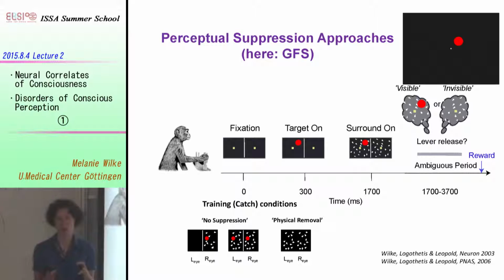And it can also be parametrically varied very nicely. And by playing tricks with the eyes, for example, if the surround is shown to the same eye as the target, it's not perceptually getting suppressed. So those are the sort of catch trials we use, because when we do monkey physiology we need to have a condition we can train the monkey with.